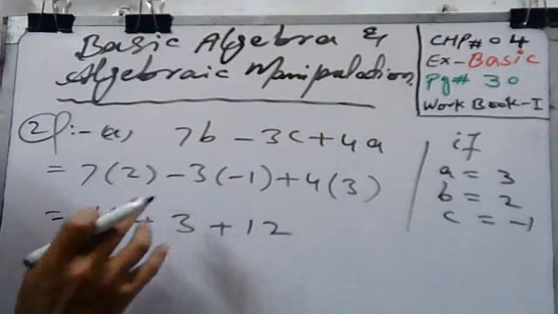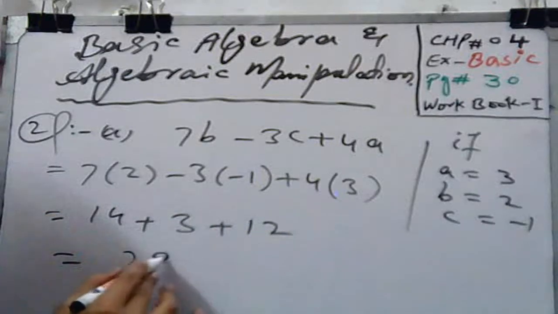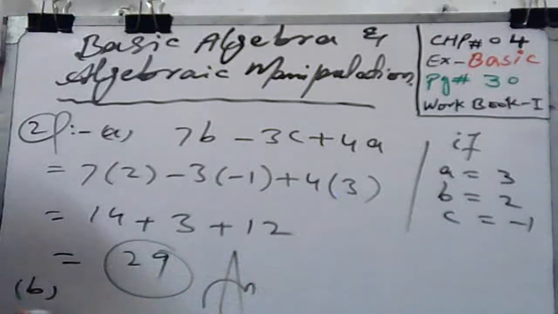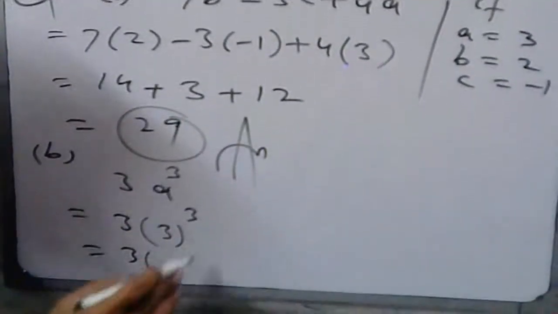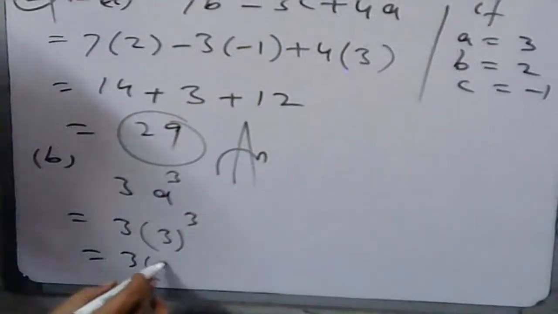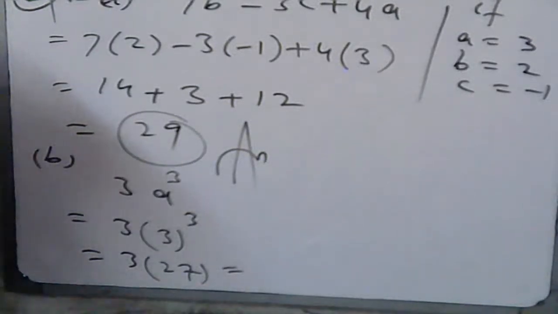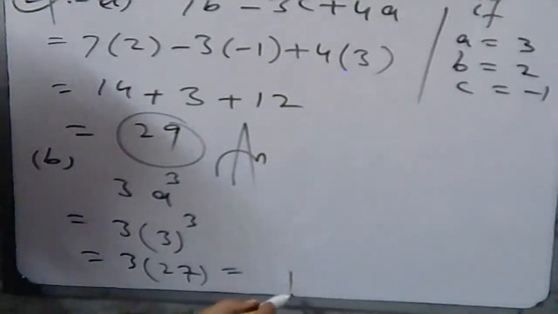Similarly in B part, 3a cube. Putting the values, the value of a is 3, so 3 cube. First of all, remove the cube: 3 3s are 9, 9 3s are 27. After simplification, 27 3s are 81, which is your required answer.